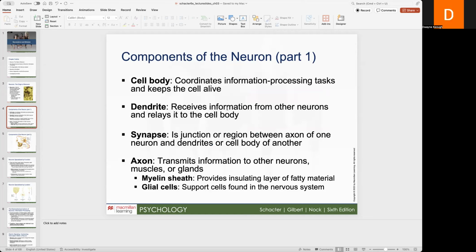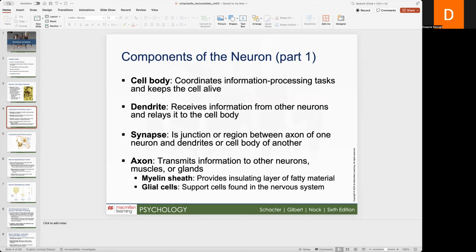The neuron is composed of a cell body. This coordinates information processing tasks and keeps the cell alive. We have dendrites. Dendrites receive information from other neurons and they'll relay it to the cell body, but they'll relay it through the neuron, through the axon specifically. We'll keep it simple, but the complex piece is that some of these connections to other neurons go directly to axons or to cell bodies, as well as to dendrites.